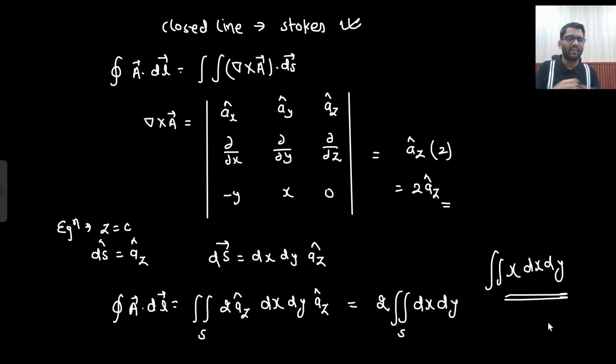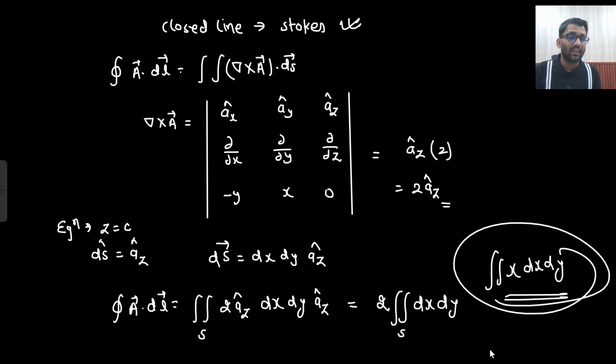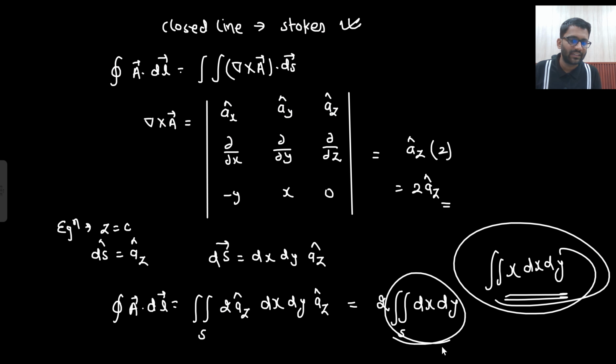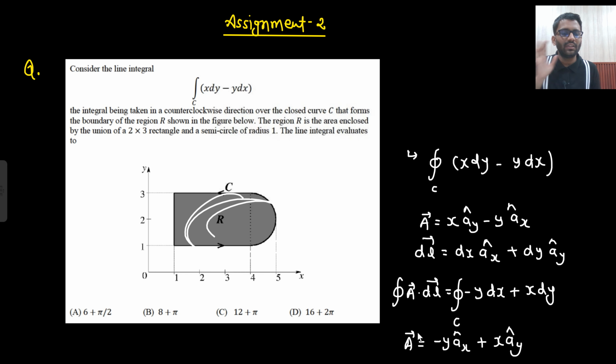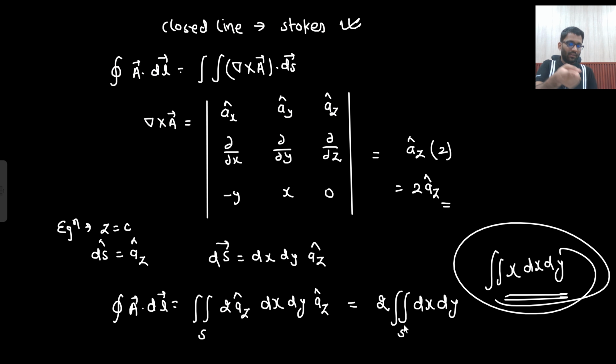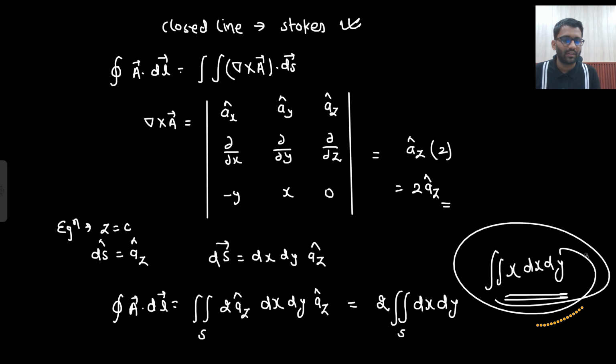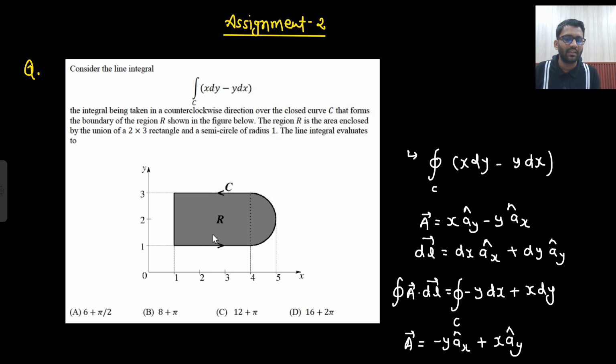If I was having some function of x here, if it was there, and I needed to calculate the integration of this, then I would have taken a strip here. But what this integral is saying is simply the surface area of the enclosed surface. From the closed line, how much surface you are enclosing, just tell me the surface area of that. Integration dx dy means they are just asking the surface area of this enclosed space. Are you getting this point? This was very simple.